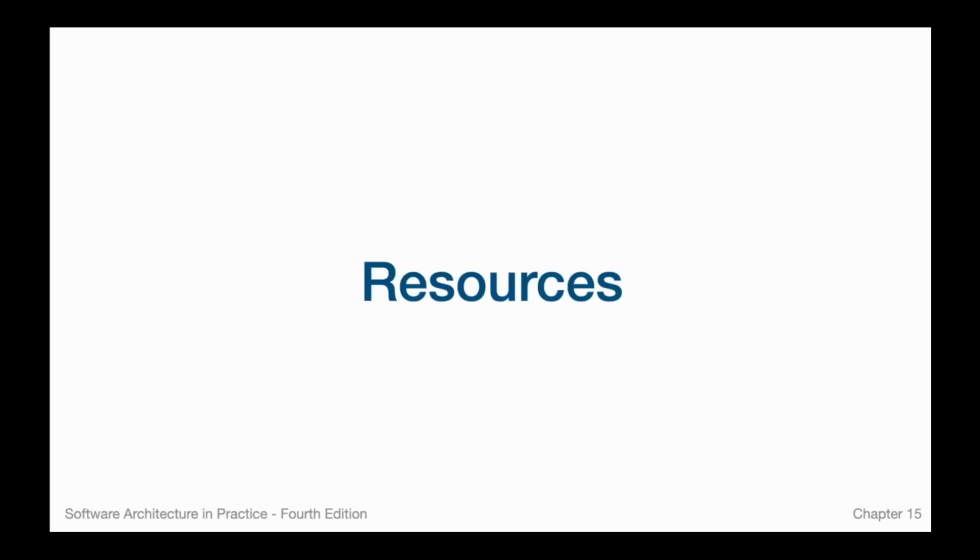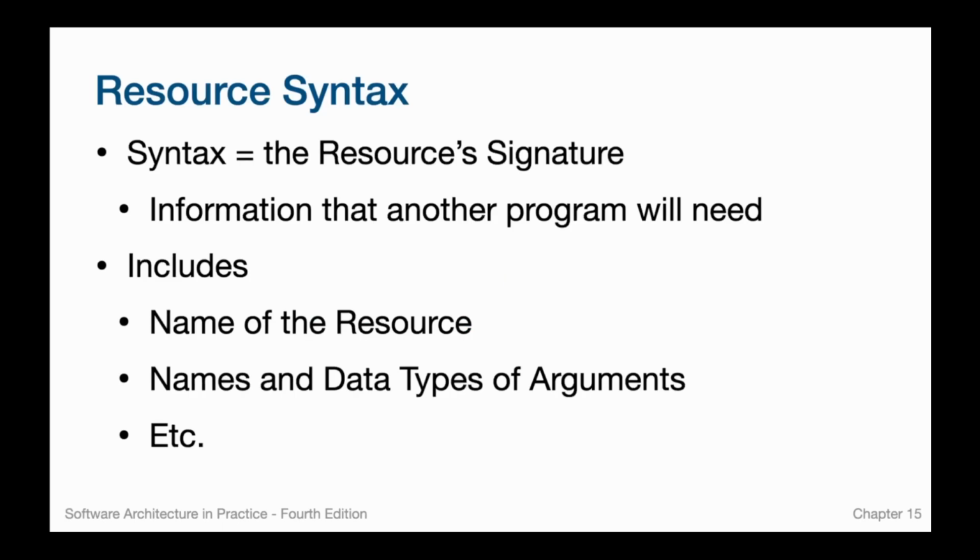Resources. These have syntax and semantics. Resource syntax. The syntax is the resource's signature. It includes any information that another program will need to write a syntactically correct program that uses the resource. So the signature is going to include things like the name of the resource, the names and data types of arguments, if there are any, and on and on. So that's the syntax of a resource.